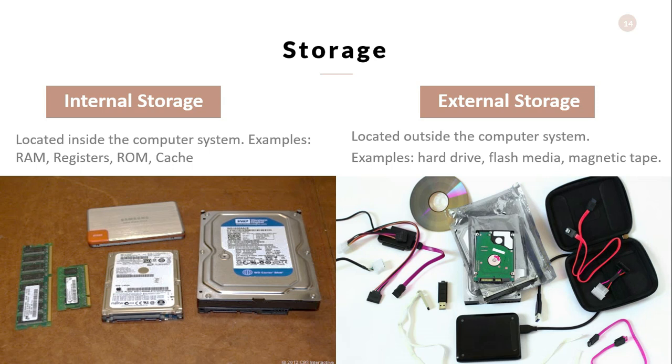External storage is persistent, and we can call it auxiliary storage or secondary storage. It is not inside the computer's main storage or memory; it is located outside the computer system. For example, we can give floppy drive, hard drive, flash media, and magnetic tape.